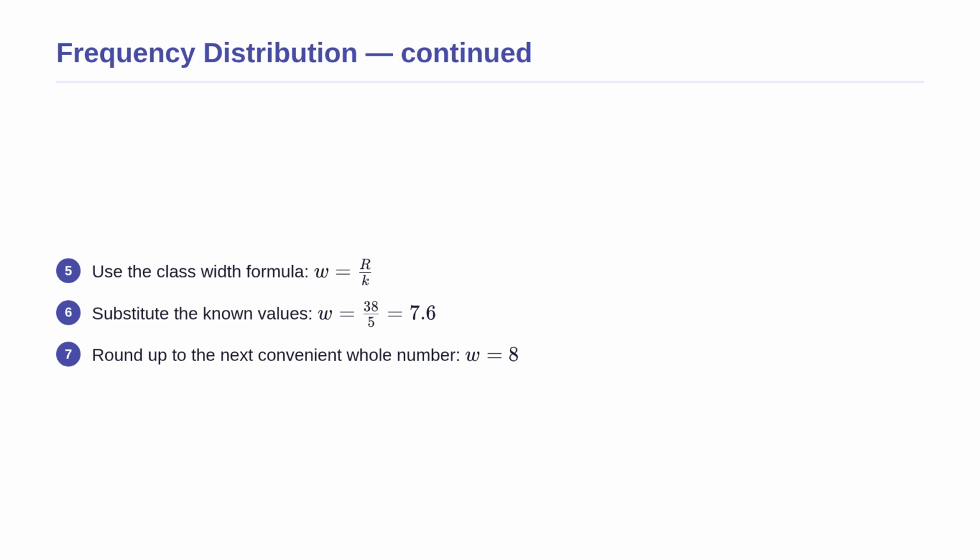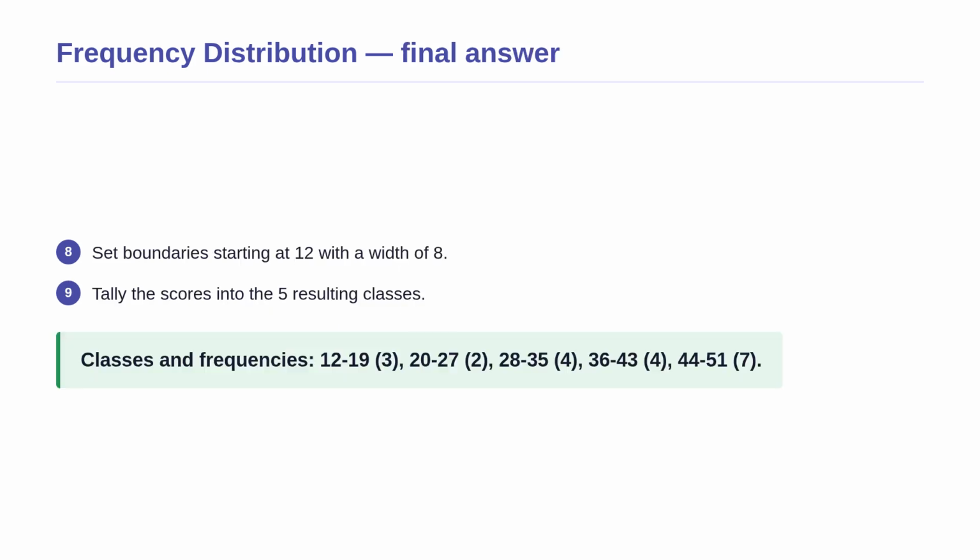However, working with decimals for class widths can be messy and confusing when tallying whole numbers. Therefore, we always round up to the next convenient whole number. In this case, we round 7.6 up to 8. This means each of our 5 classes will cover a span of exactly 8 points, ensuring all our data fits perfectly. With our class width set to 8, we can now finalize our table.